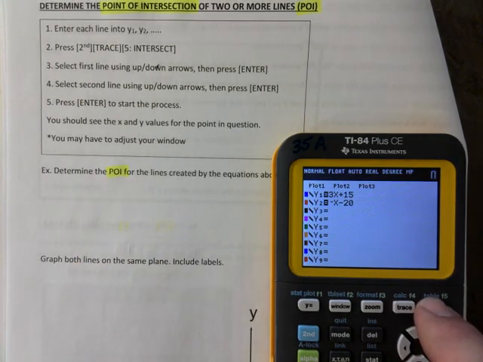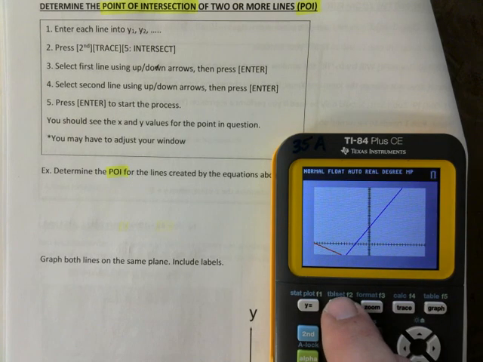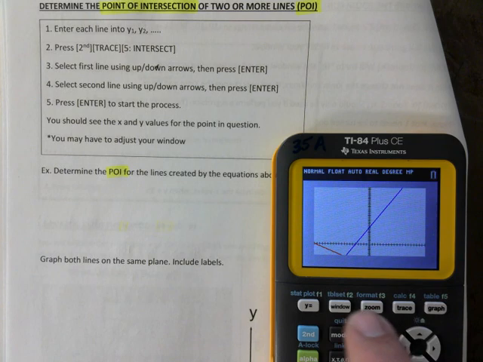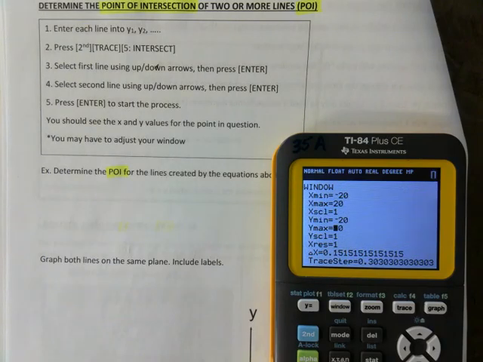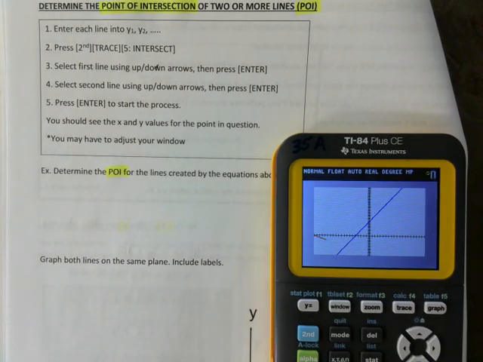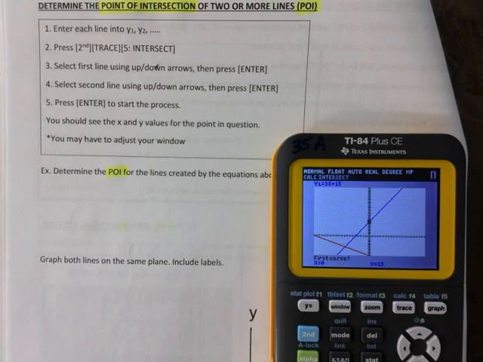Maybe the window will work for us. Oh, almost. The window I just used almost worked, but I don't quite see it. So I'm going to change my window. I'm going to bring the Y-min down a little bit. Y-min, how about -20? Let's see if that works. Hit graph. Pretty good. Okay. Let's find that point of intersection. Second, trace, intersect, enter, enter, enter. Oops. Sorry, I forgot to press enter 3 times. And there it is. Let's write it down one more time.